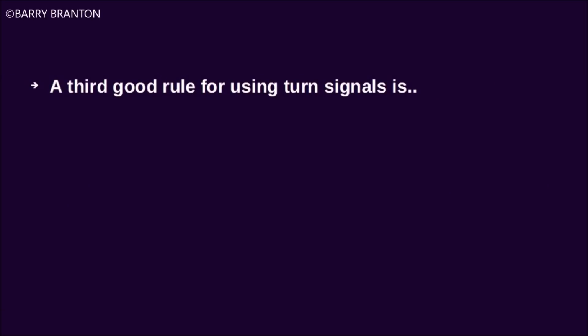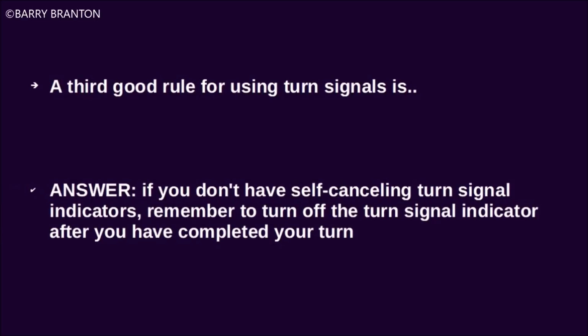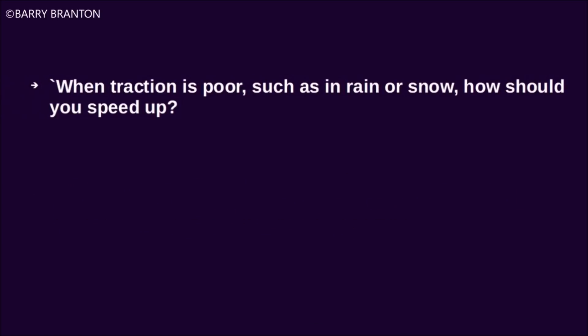A good rule for using turn signals is if you don't have self-canceling turn signal indicators, remember to turn off the turn signal indicator after you have completed your turn. When traction is poor, such as in rain or snow, how should you speed up? Very gradually.